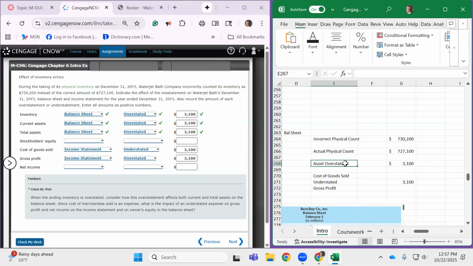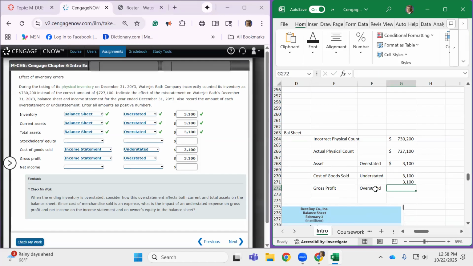So let me get these words out of here. I know it's hard. I had a very difficult time understanding this. So overstated. All these are overstated. Assets overstated, current assets are overstated, total assets are overstated. Then the one that gets the opposite: if not enough came out of inventory, not enough went into cost of goods sold. So it is understated by $3,100. Which means gross profit is overstated.